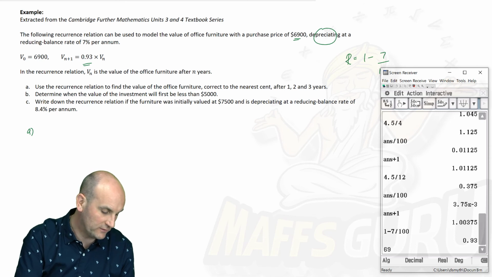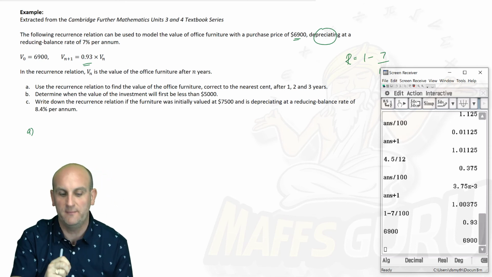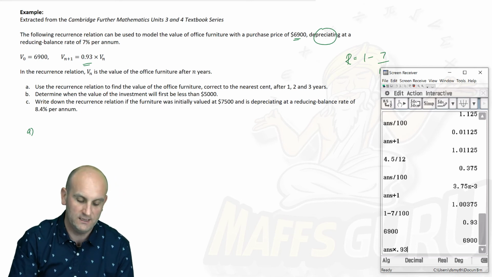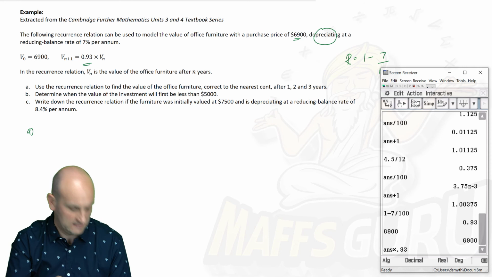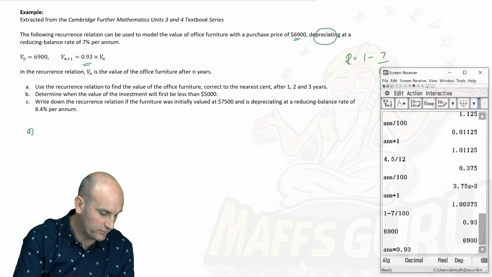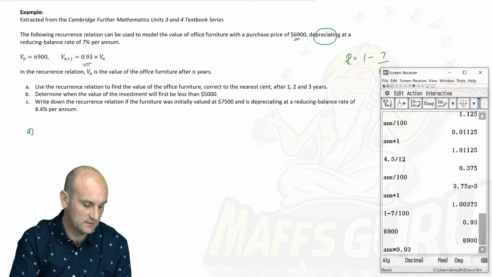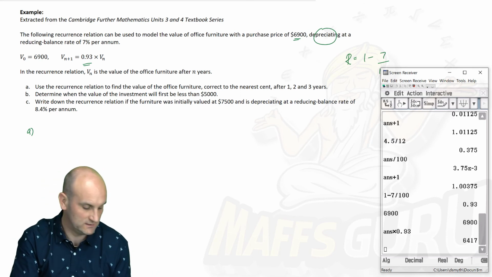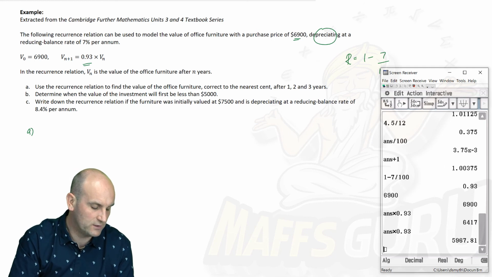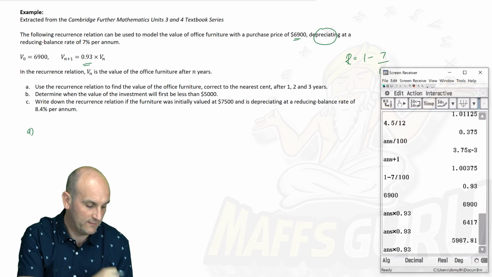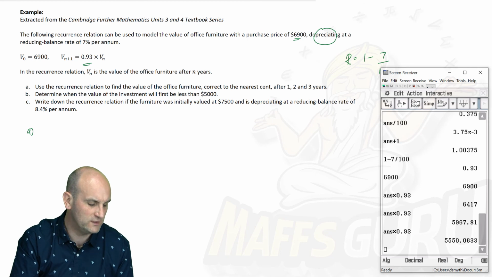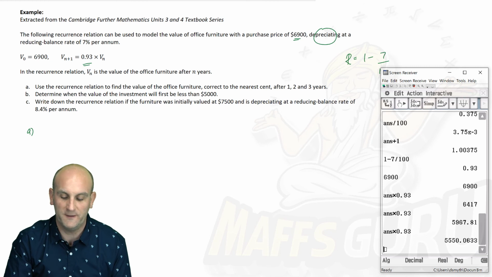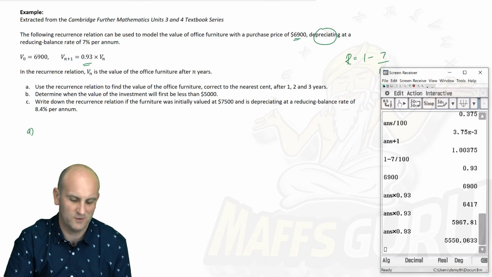We know 6,900. Press enter. That was my start amount. I'm now going to times that. Oh, there's my ANS, 0.93. Now, I've done 0.93. Let's make this proper. Let's do it 0.93. Won't make any difference, but it looks nicer. So, hit it once. There is the end of my first year, $6,417. There is my second year, $5,967.81. And there is my last year, $5,550.06. Now, I'm not going to write these down. They're there on the screen for you, but beautiful. Calculator's doing all the hard work for me.